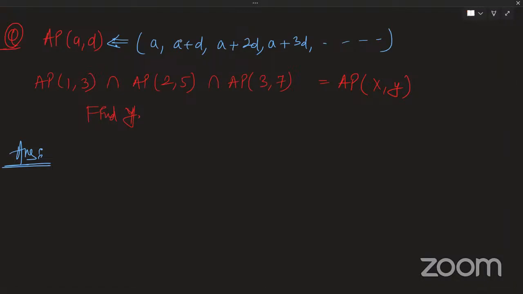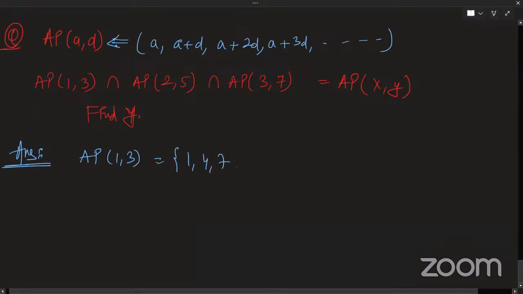So can you tell me what is the value of AP of 1 comma 3? Can I say it will be 1, 4, 7 like that? Yes, sir.